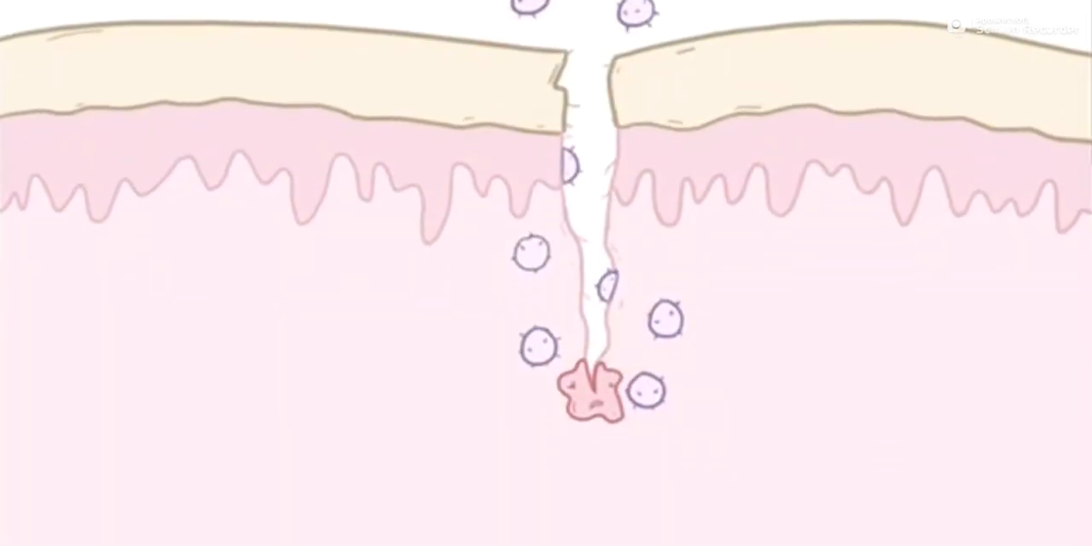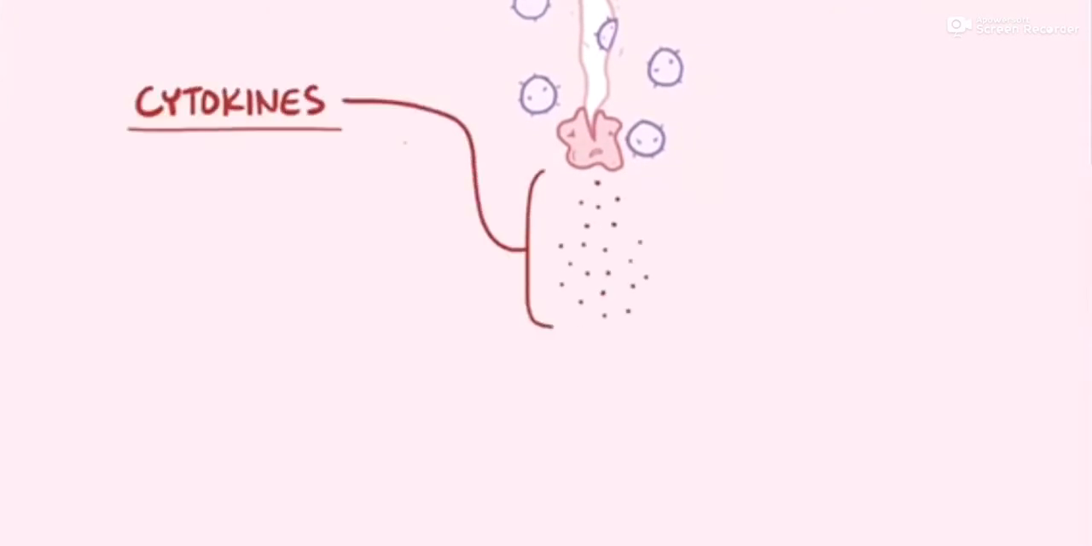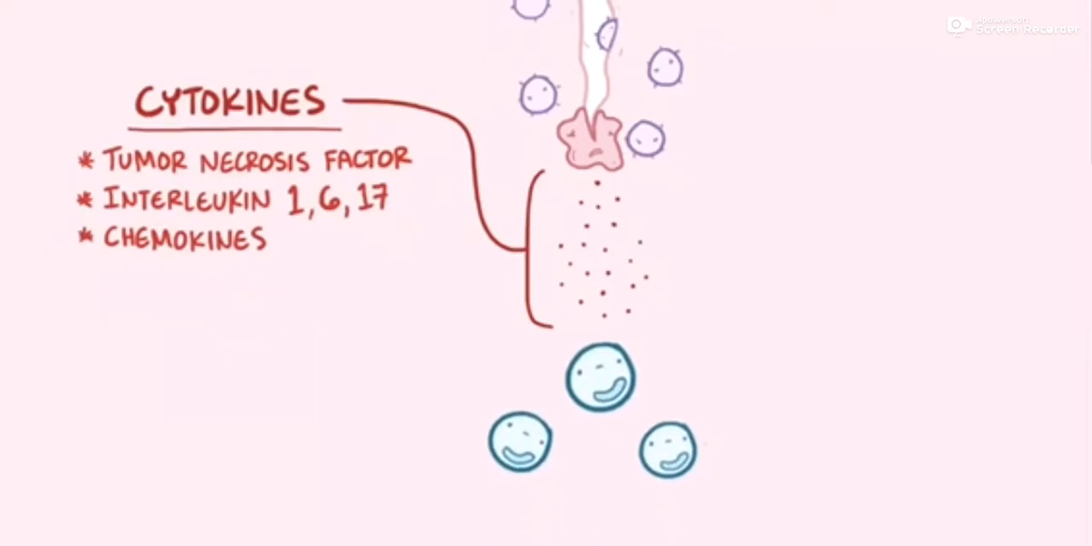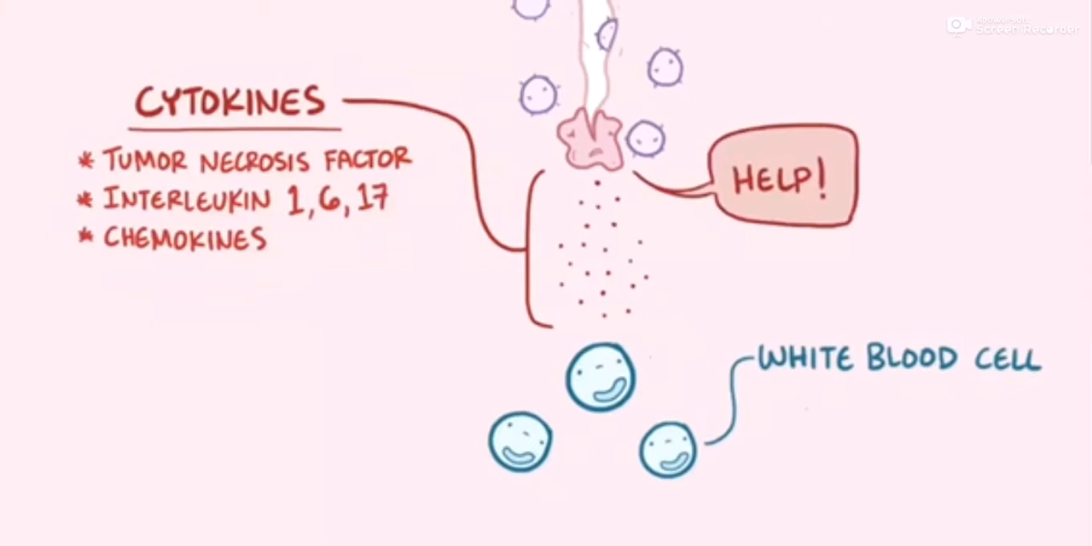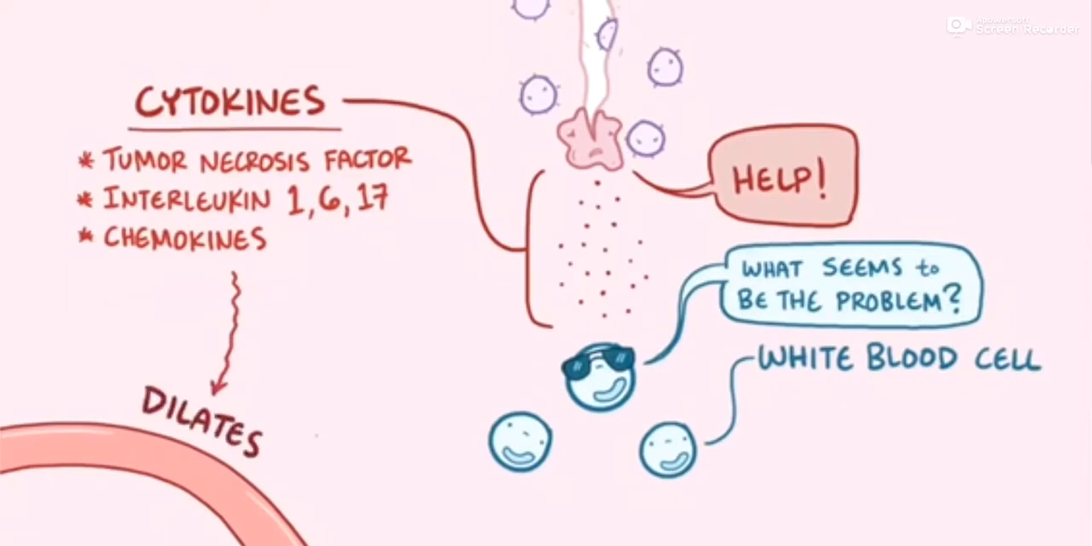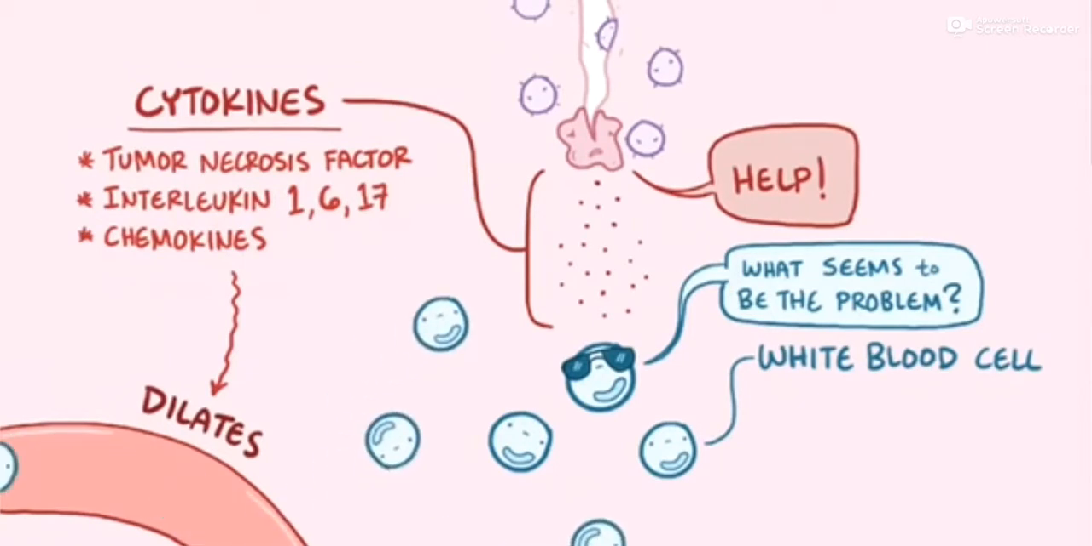So, in response to an injury, the tissue releases small chemicals in the local area called cytokines, like tumor necrosis factor, interleukin 1, interleukin 6, interleukin 17, and chemokines, which attract nearby white blood cells, which are part of the immune system. It's kind of like yelling for help and being heard by the nearby police. In addition to attracting immune cells, the cytokines also dilate nearby capillaries, which brings more blood to the site, and make the capillaries more leaky, so that the white blood cells that do show up can slip out of the blood and get into the tissue more easily.